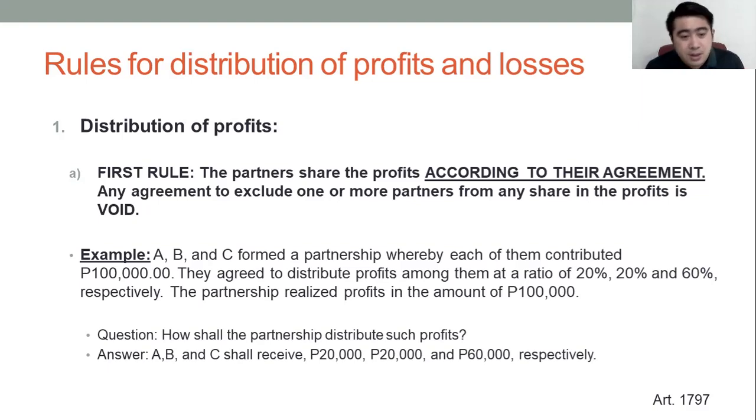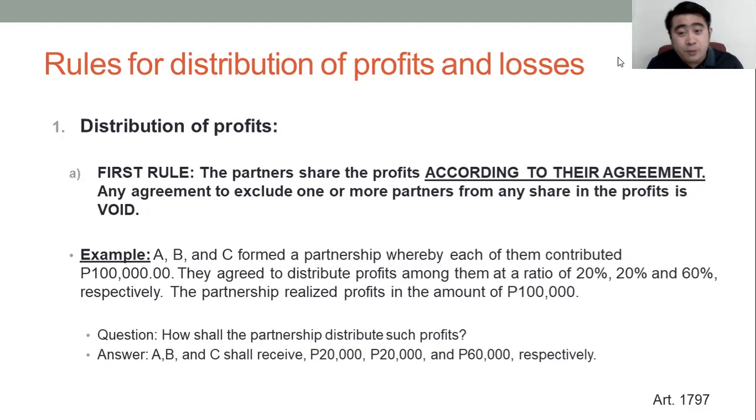For example, A, B, and C formed a partnership whereby each of them contributed 100,000 pesos. So itong tatlo, nagbigay ng tig 100,000. They agreed to distribute profits among them at a ratio of 20%, 20%, and 60%, respectively. The partnership realized profits in the amount of 100,000 pesos. So paano yung hatian? Si A, B, and C shall receive 20,000 pesos, 20,000 pesos, and 60,000 pesos respectively.